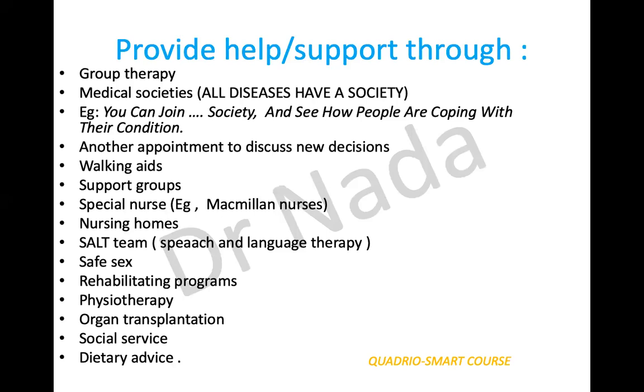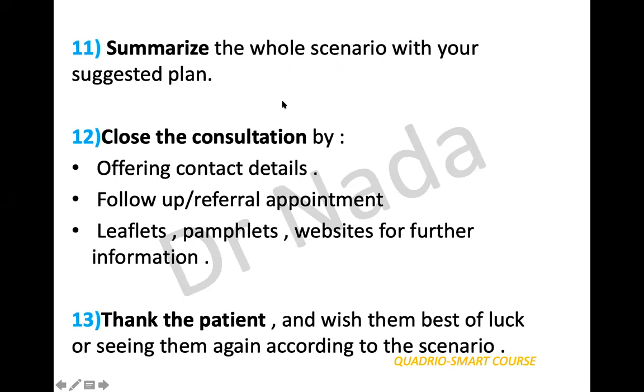Rehabilitation programs: we have, for example, post-MI rehabilitation programs, post-epilepsy, post-heart failure, okay? Physiotherapy, organ transplantation, social service, dietary advice, all these are ways to provide help and support and to include them in the management plan according to the given scenario, all right? Then summarize the whole scenario with your suggested plan and close the consultation. This answers the question of how to end the consultation.